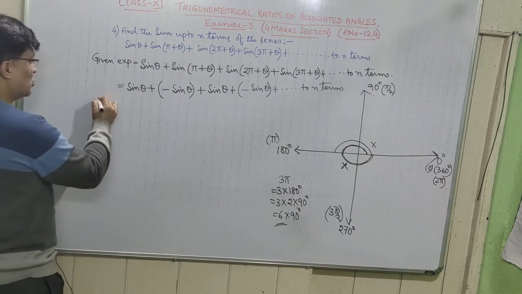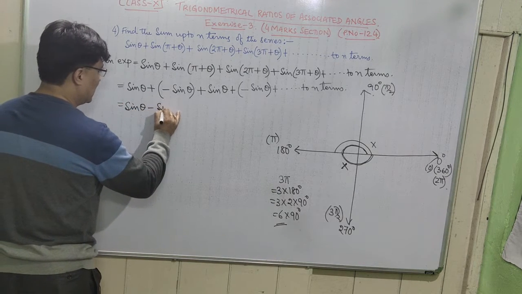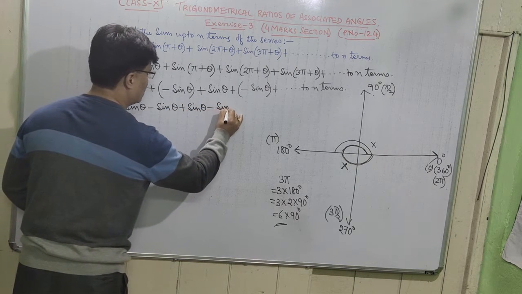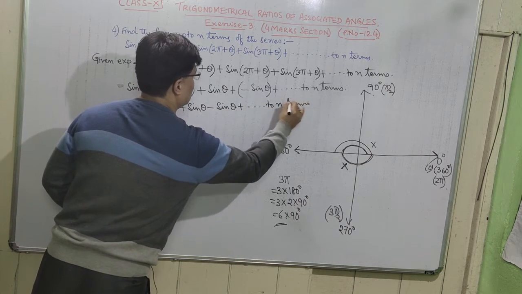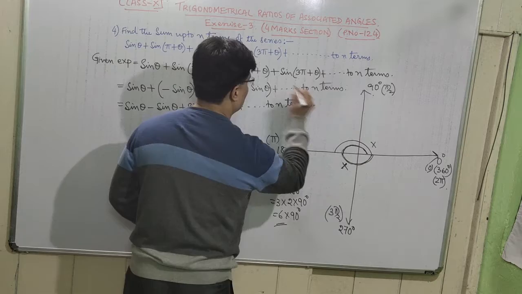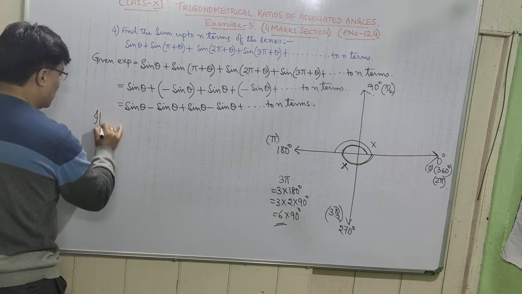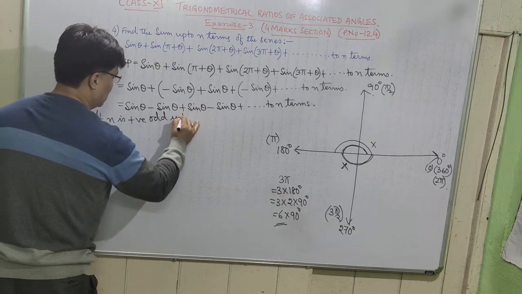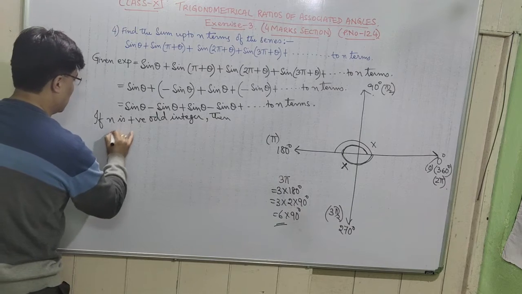Is that clear? So let us write here, it is sine theta minus sine theta plus sine theta minus sine theta plus dot dot dot to how many terms? It is n terms, right? So if n is positive odd integer, then what is the value of the series?